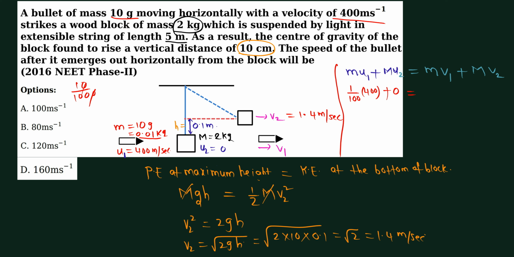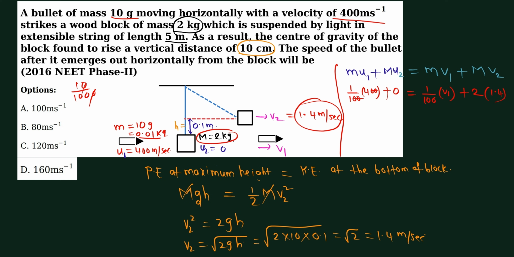This equals m into v1. We don't know the bullet velocity after emerging out. The velocity of the bullet is what we need to find now. So the mass is 1 by 100 kg, and let us say this is v1. What is the mass of the block here? 2 kg. And v2, just now we got it, is 1.4.